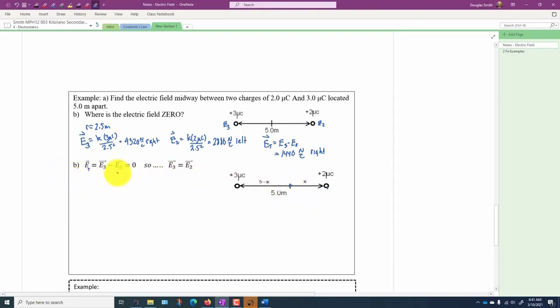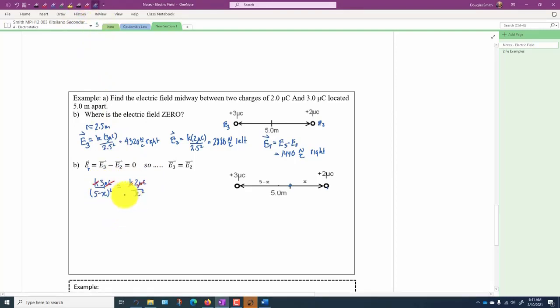So we have E3 is K3 over 5 minus x, all squared. We can call it microcoulomb. That's E3. And E2 is K 2 microcoulombs over x squared. We can drop the microcoulomb part. At this point we're working with the proportion, so the microcoulomb part doesn't matter. Same with the K. It'll cancel out from both sides. So we just have a rational expression.